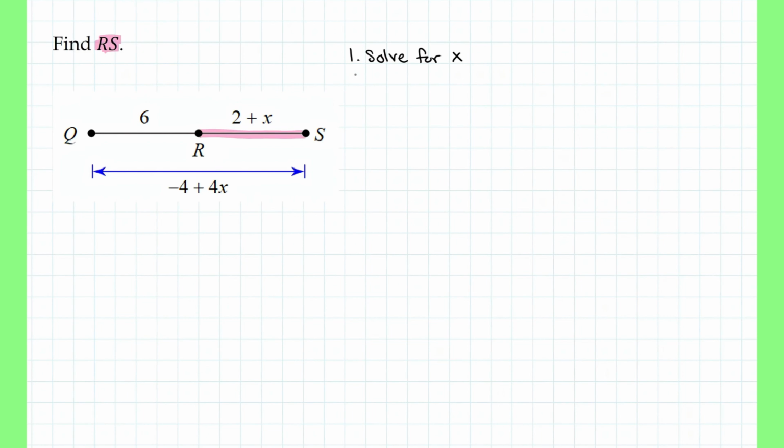We have our whole segment, QS, and that's equivalent to adding the two portions that create it. So we're going to say QS equals QR plus RS. I like to write out the equation first and then plug things in. Again, just a strategy for you. We're going to replace what we know from our picture. So QS is equivalent to -4 plus 4x, QR is equivalent to 6, plus RS, which is equivalent to 2 plus x.